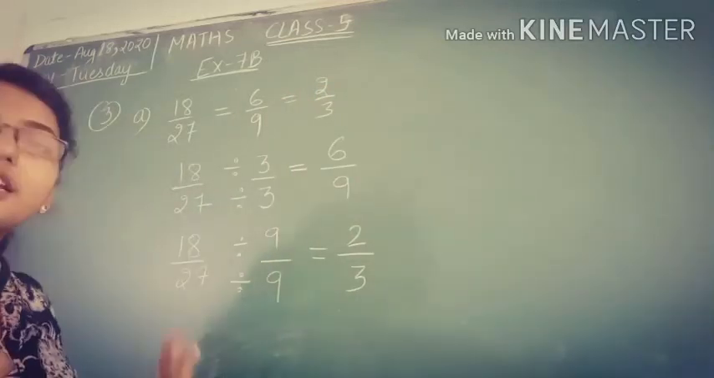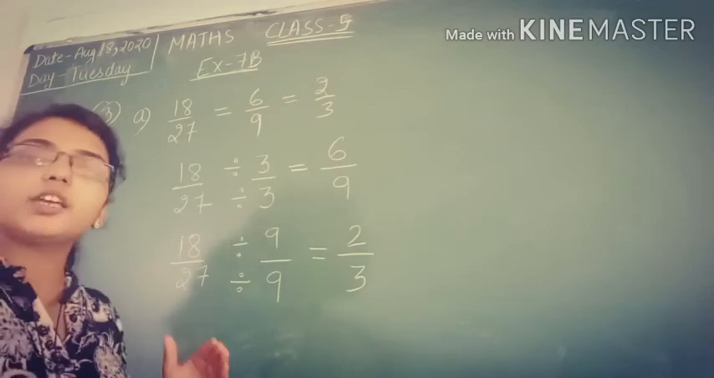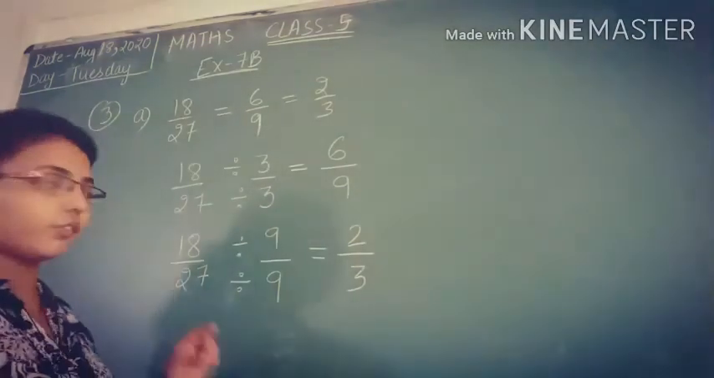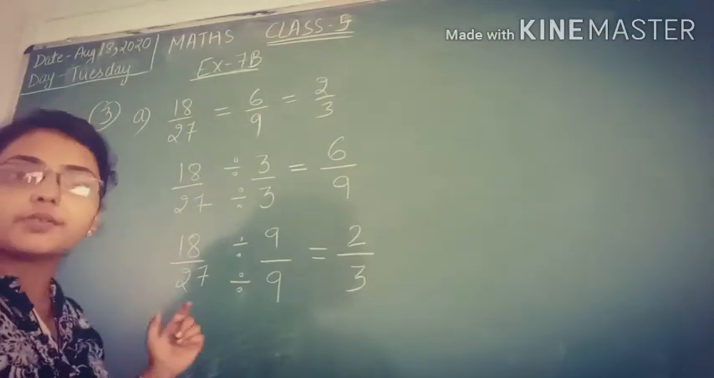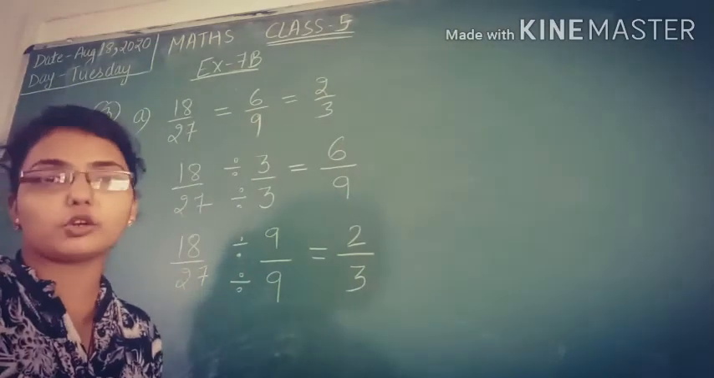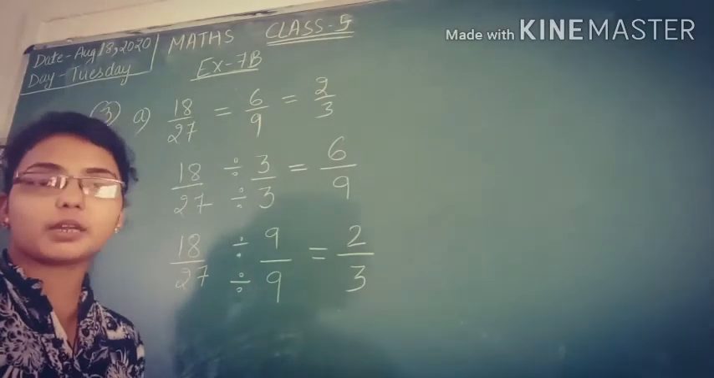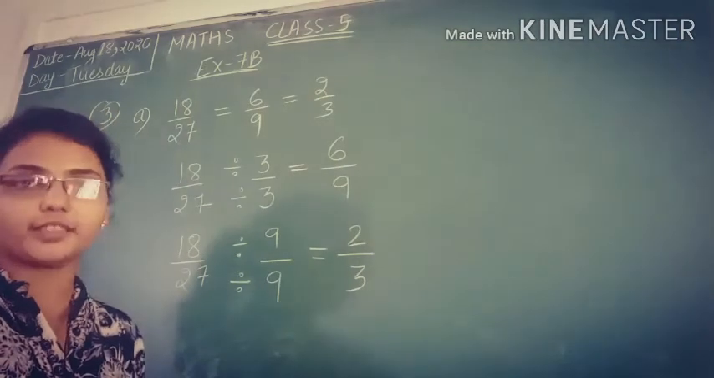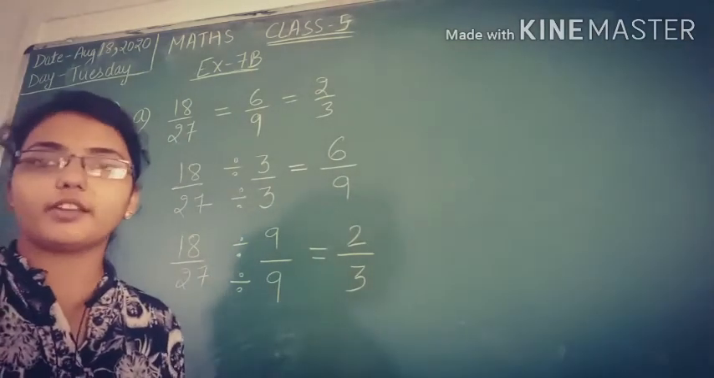Is it clear? Beta, you just have to check. The problem in division is that we have to check whether both the numbers of a particular fraction come in a particular table or not. If both of them come in the same table, only then will we be able to divide them. Okay? We will not divide them otherwise.